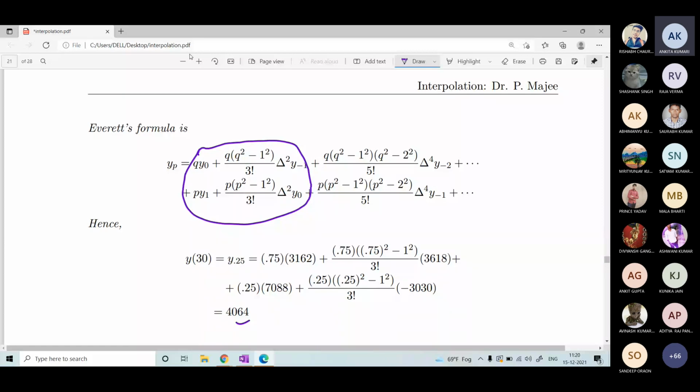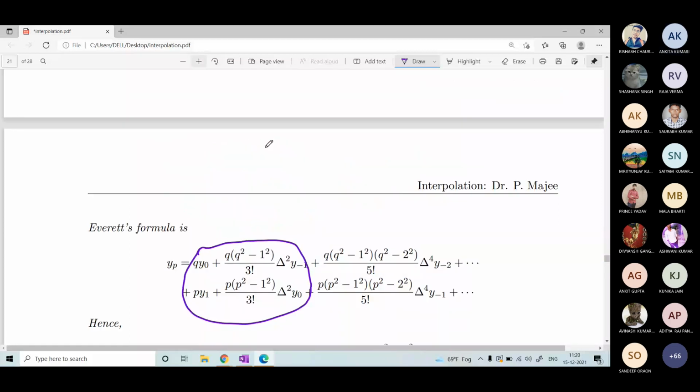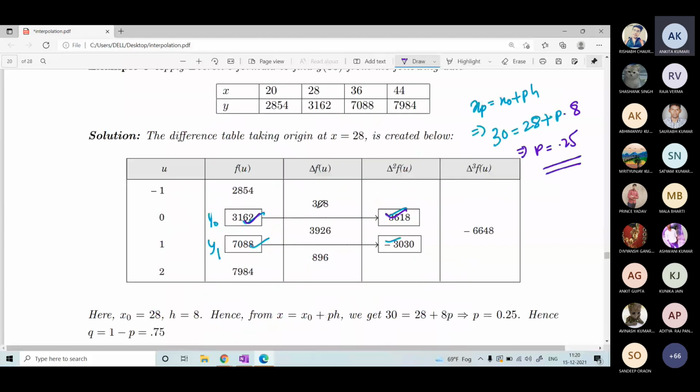So 4064, that is the output. So at 30 the output will be 4064.